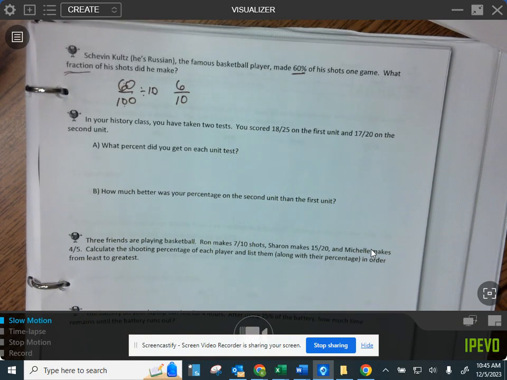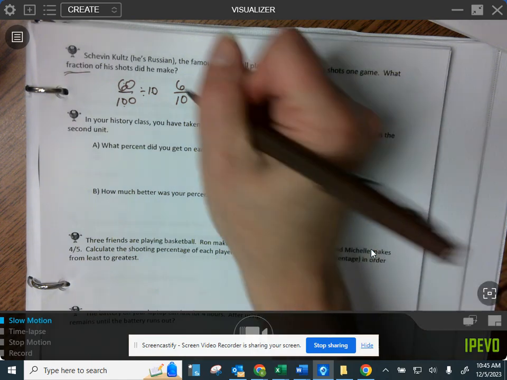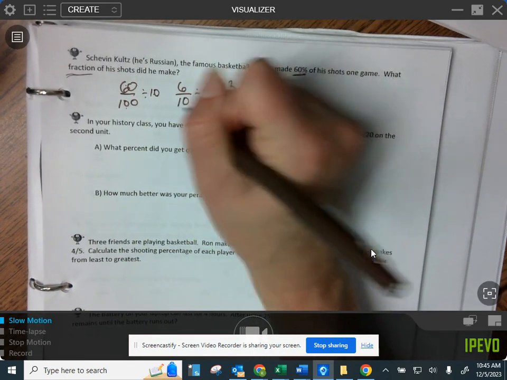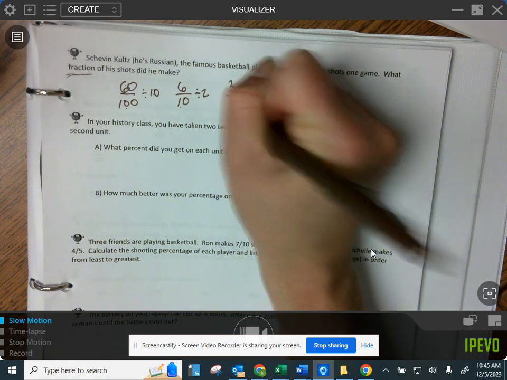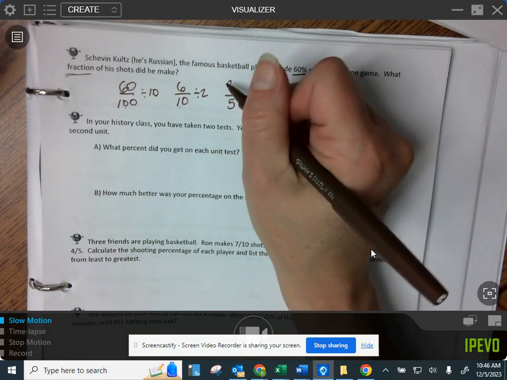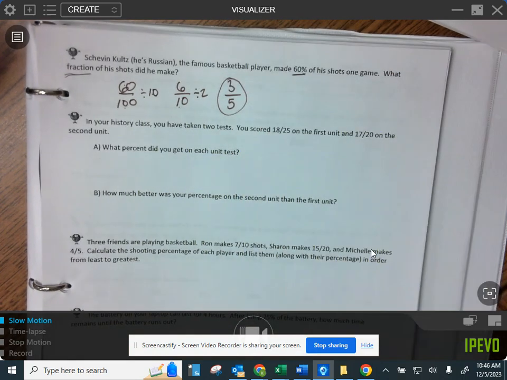Oh, I'm not done yet. What else can I divide out, Connor? I can divide it by 2 also. 6 divided by 2 is 3. 10 divided by 2 is 5. Am I done now? Yes. I can't divide anything else out of 3 and 5.